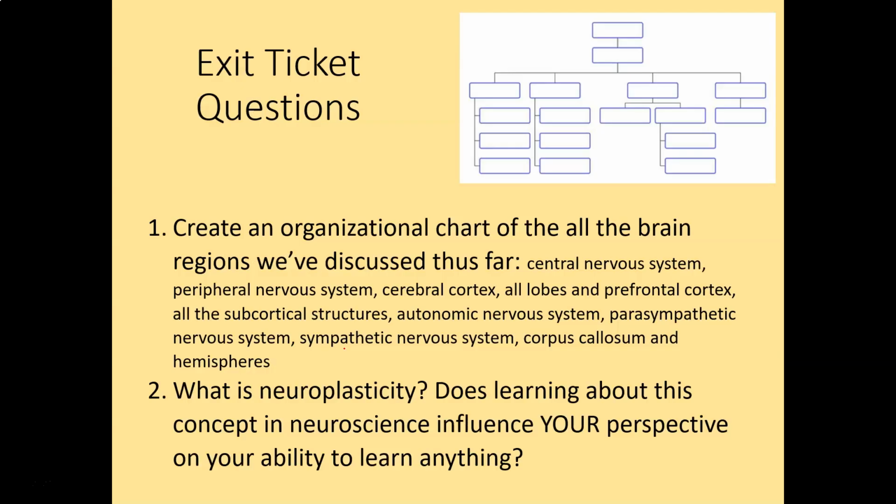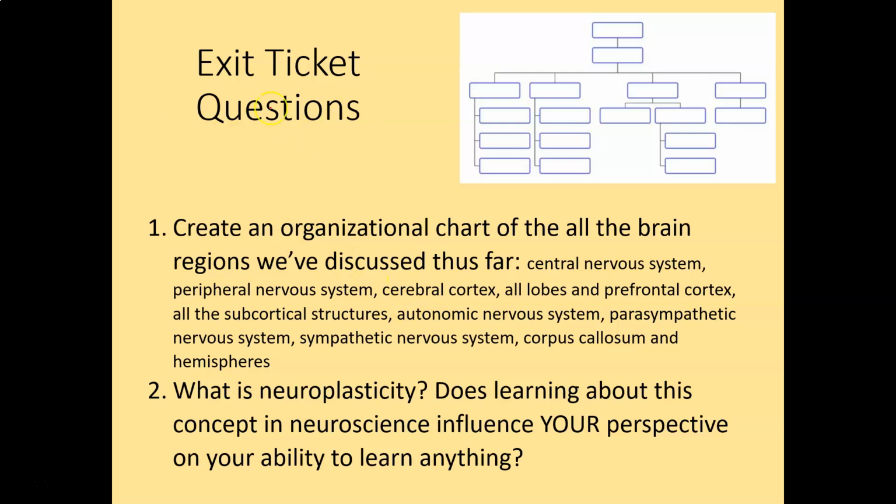Finally, here are your exit ticket questions. I just want to highlight number 1. You are creating what's called an organizational chart. So this schematic up here is what you're aiming for. It's not going to look like this in this shape, but what I want you to do is, we've discussed a whole bunch of brain areas, especially if you were keeping track of them. I want you to show me how brain areas are related to each other. Where does the cerebral cortex fit into all of these terms? Or where do the subcortical structures live?